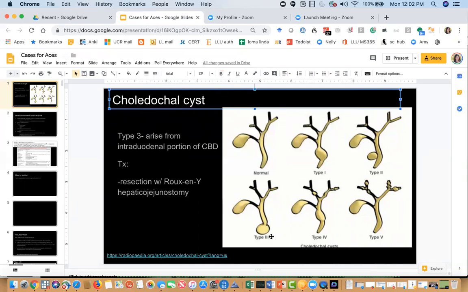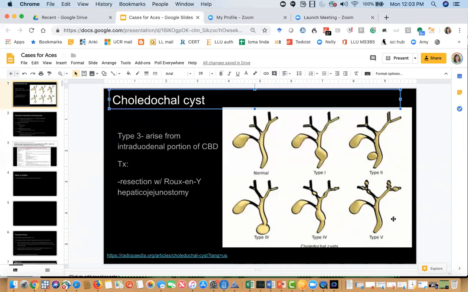I think in all cases it is resected. I mean, I guess you can't really resect it in type 5 or 4, but if it's type 1, type 2, or type 3, you resect it. And then you do a hepatico-jejunostomy so that you reestablish the biliary drainage.